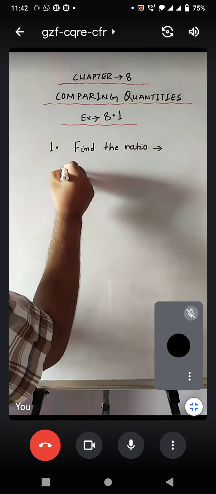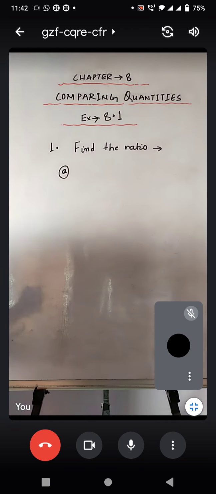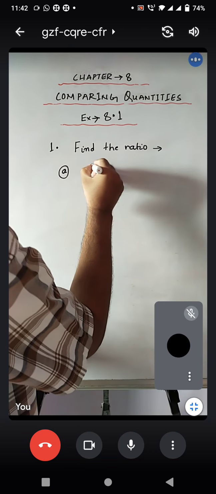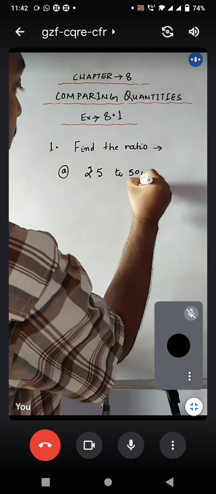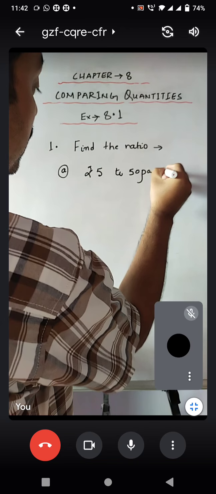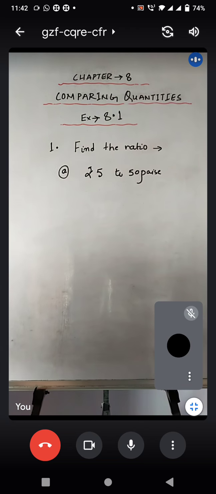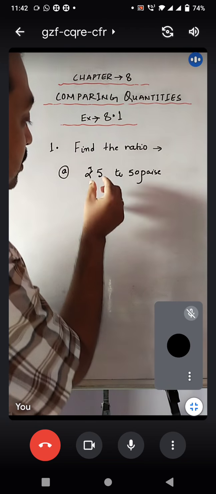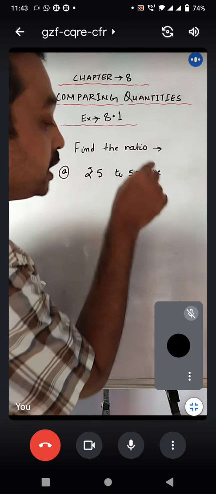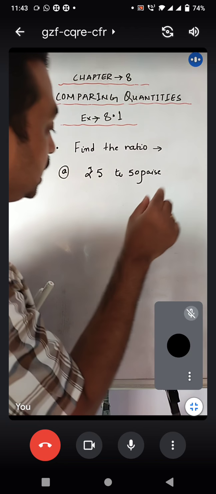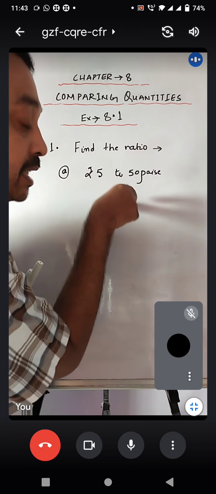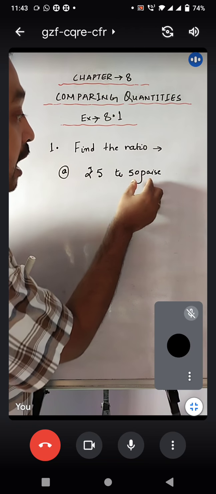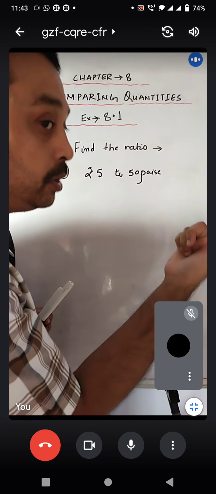Now sum number A we have rupees 5 to 50 paise. Let me write the question first. Rupees 5 to 50 paise. One very important thing in a ratio case is that when you see the terms are given, the first thing you have to see is whether the two terms are having the same unit or not.